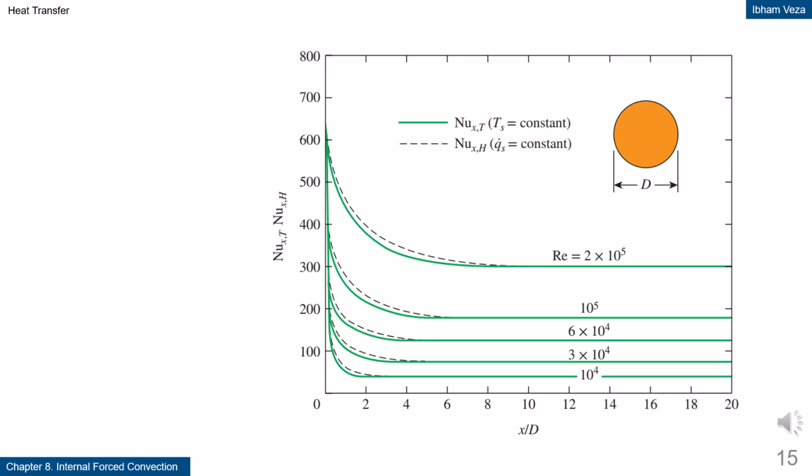Nusselt number variation. The Nusselt number has a very high value near the inlet because heat transfer is very intense. As the distance increases, the Nusselt number decreases and approaches a constant value. This value depends on the Reynolds number, where higher Reynolds numbers produce larger Nusselt numbers. Boundary conditions of constant wall temperature or constant heat flux result in slightly different trends. In the fully developed region, the Nusselt number reaches an asymptotic value.